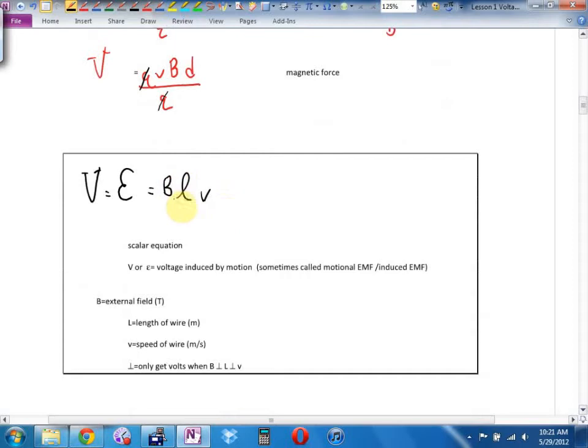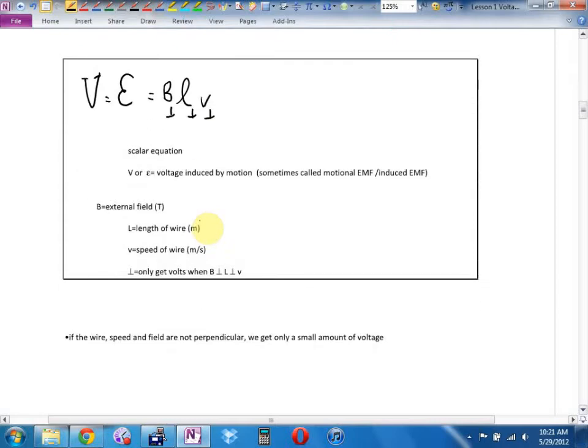This is how you can create current. This is how generators work. So generators add a rotating system, which makes it a bit more 3D complicated, which we'll talk about later. Oh, but one more thing. All three of these need to be at right angles to each other. The length needs to be perpendicular to the magnetic field, needs to be perpendicular to the direction that it's traveling. If they're not perpendicular, we get only a small amount of voltage. In fact, Sean, we essentially get zero. I'll show you why in a second.